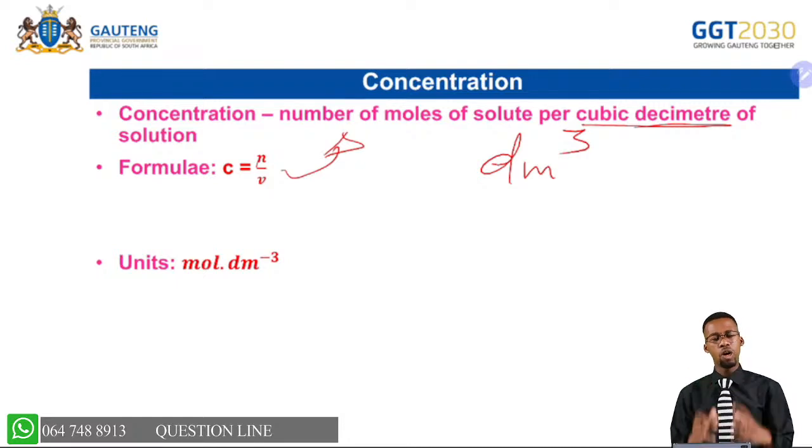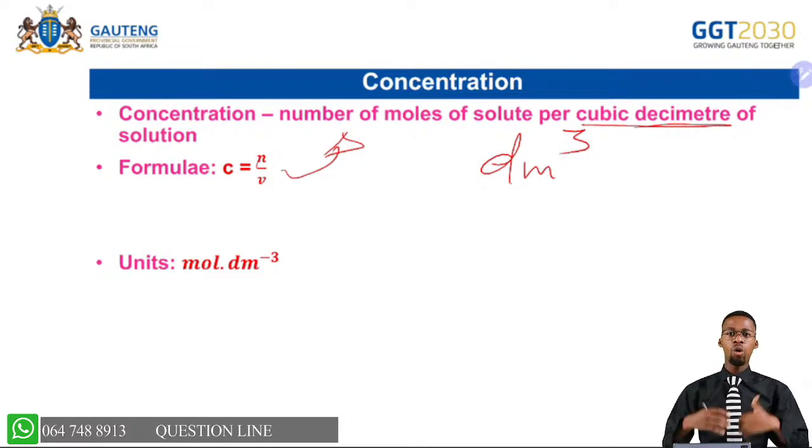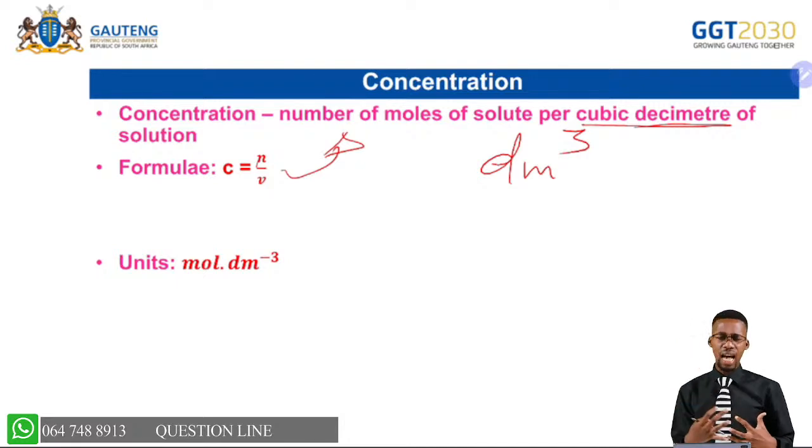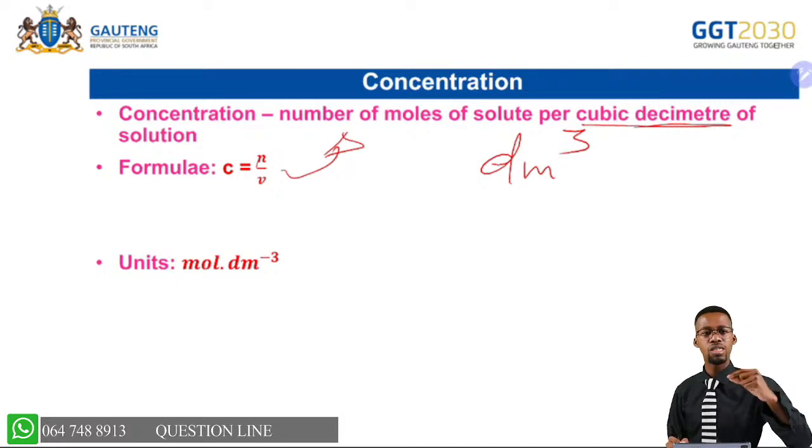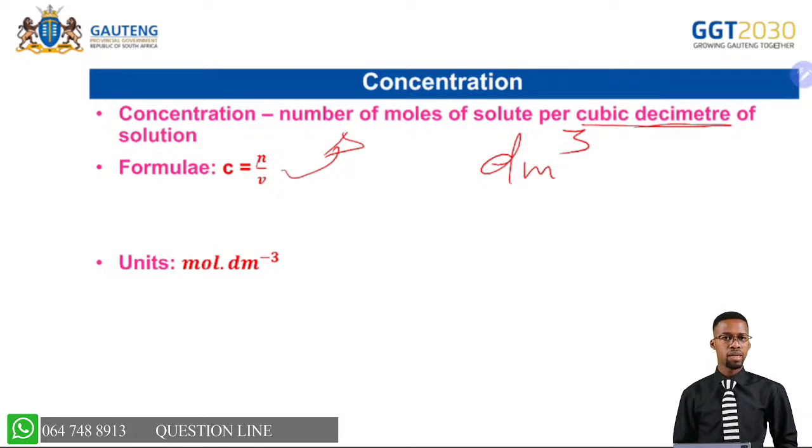So it is very important to sing the definitions because it's 2 marks or nothing. So when you are confronted with a definition, emphasize that definition to yourself. Make it your national anthem. What is concentration? It's the number of moles of solute per cubic decimeter of solution. What does that mean? It means concentration is number of moles per, meaning divide, volume. And this volume must be in cubic decimeter.